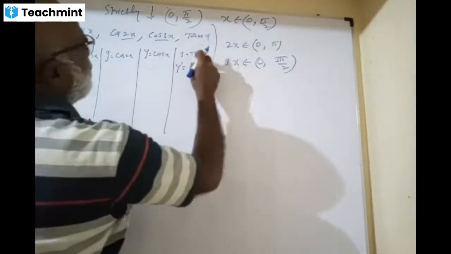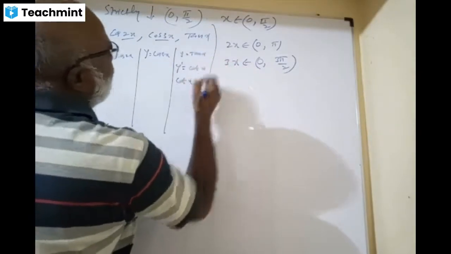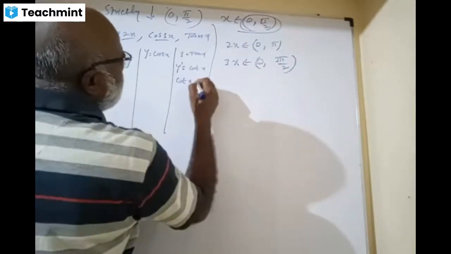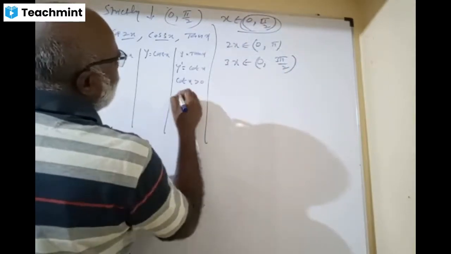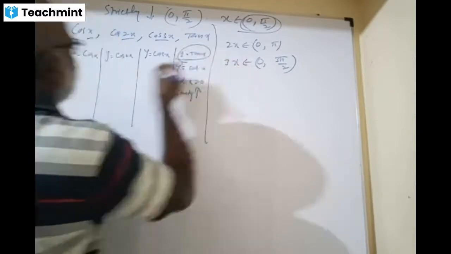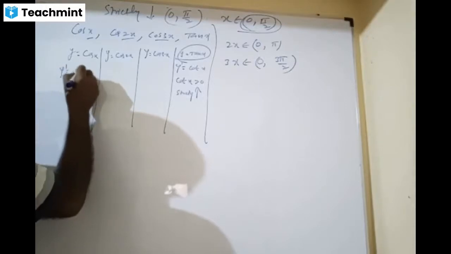For tan x, it is very simple. We know that in the first quadrant, x is 0 to pi by 2, and the derivative is positive. Therefore, it is strictly increasing. So this is not the answer. For y equal to cos x, y dash is minus sin x.